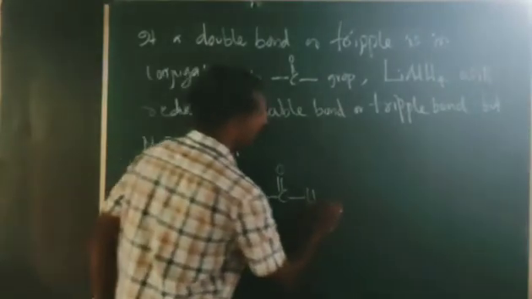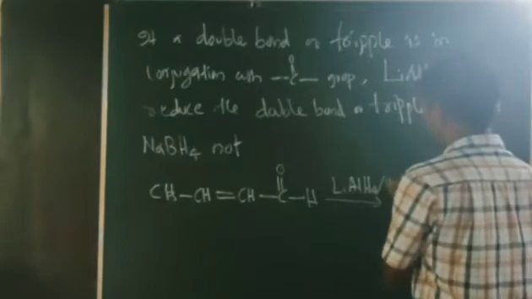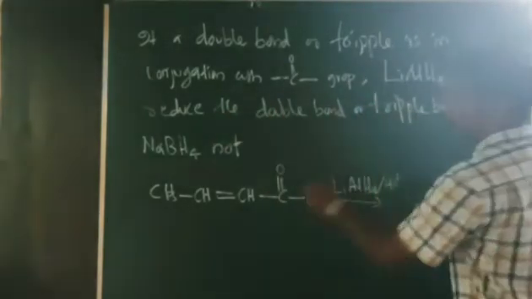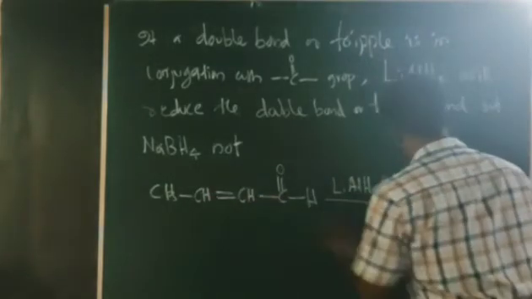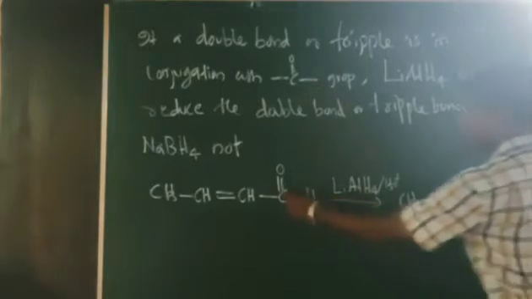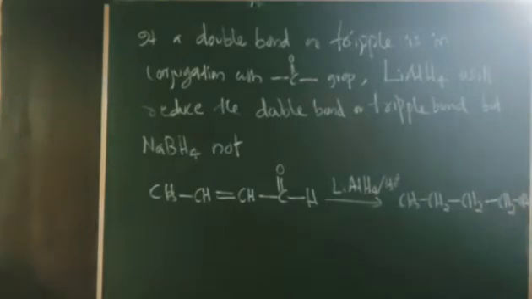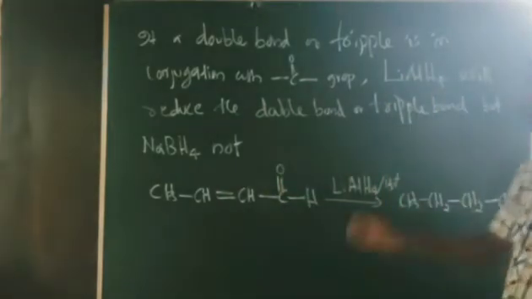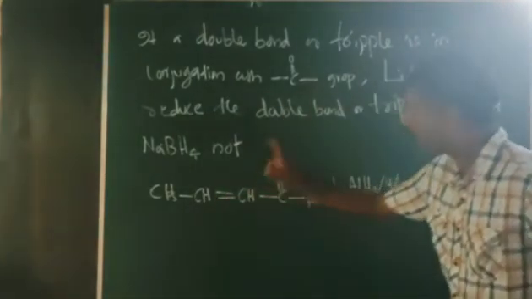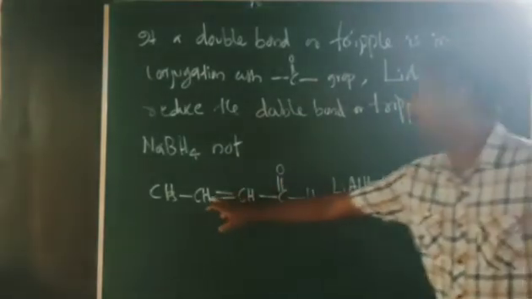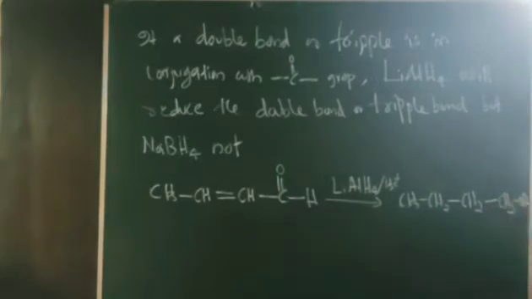In conjugation, what is happening? If we reduce with LiAlH4 and H3O+, it will reduce the double bond or triple bond. So we get CH3, then CH2, single bond CH2, and here it becomes CHOH, that means CH2OH. You get this compound, butanol. Both the double bond and the CO group are reduced. When the double bond is in conjugation with the CO group, LiAlH4 reduces both the double bond or triple bond and the CO group.